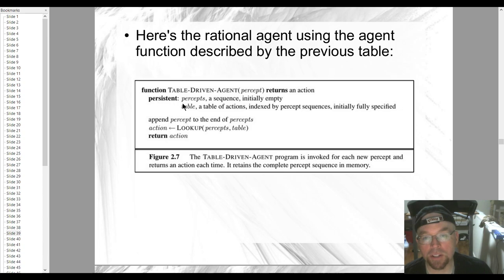So what's persistent? All of the percepts. Imagine a C++ vector or a Python list or a Java ArrayList, and you're adding to those containers some numeric value that represents some percept, some code, whatever, a string. Maybe it's even a string literal. But it's a sequence, a list, a history of all of the percepts. Initially it's empty, because when you first fire up that vacuum cleaner, it hasn't perceived anything yet, so there's no history of it perceiving anything.